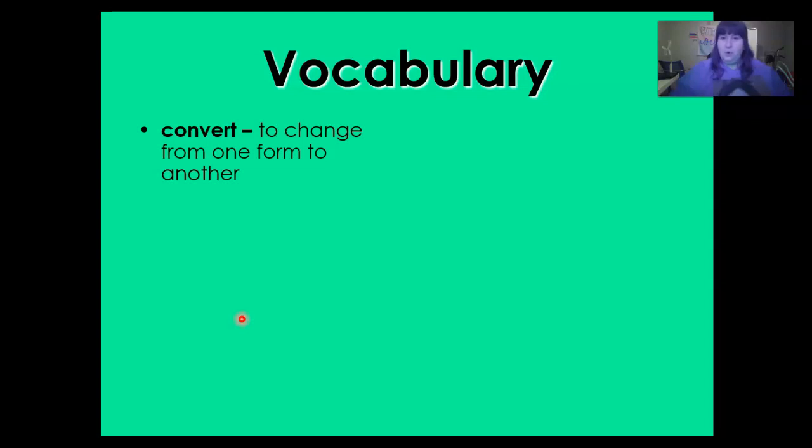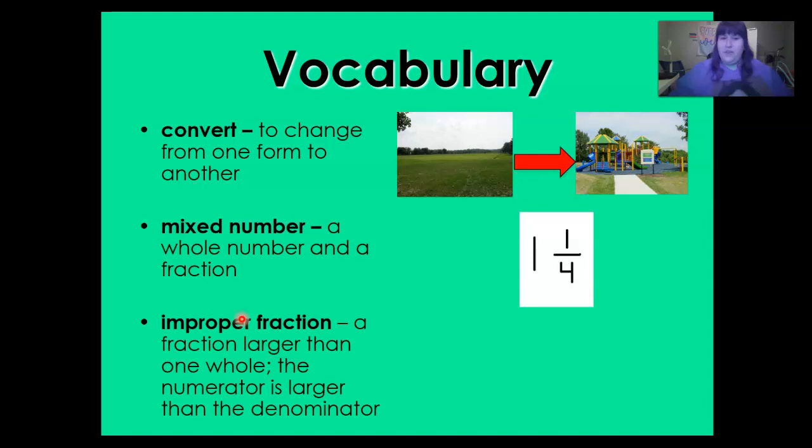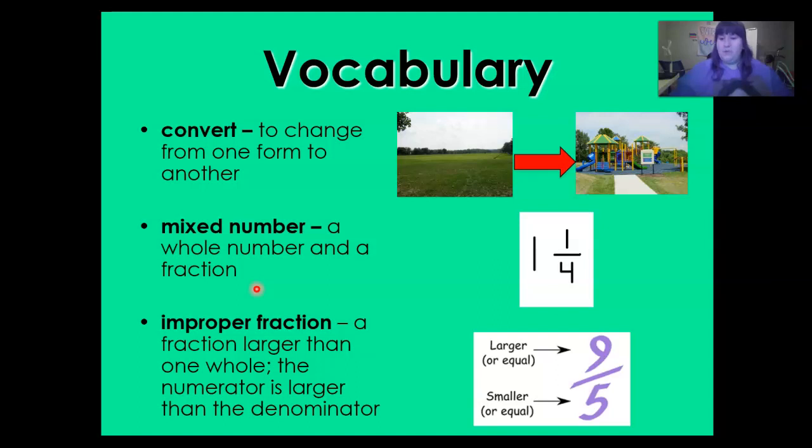Some of the words you need to know: convert means to change from one form to another. A mixed number is a whole number and a fractional piece. And an improper fraction is a fraction that's larger than one whole, where the numerator is larger than the denominator.